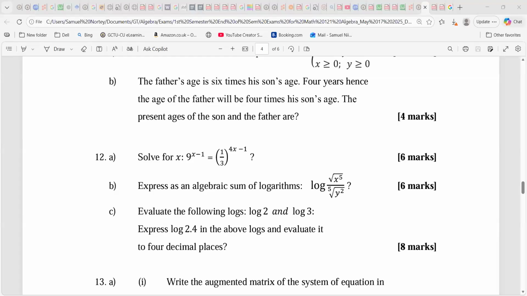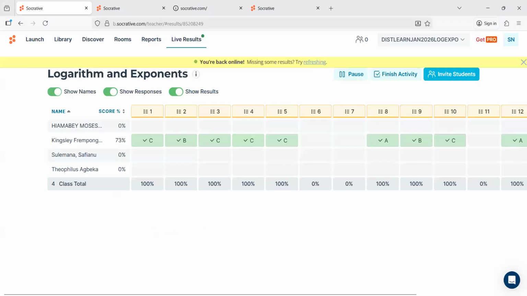Okay, so the last is your Socrative. Please, the Socrative helps if you are able to practice the questions as soon as possible. Some people have even logged in already. I don't know whether you can see the room name. I shared it earlier on. I'm going to share it again in the chat room. The room name is DISCLERN, Jan 2026 Expo. So I'll put it again in the chat room, and then you can be able to do that.